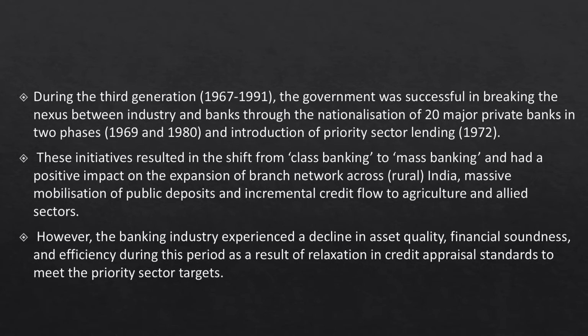All these led to a major shift in the banking sector from class banking to mass banking. That means that till then the upper class were the ones who got all the facilities with respect to banking, and now in the case of mass banking, the benefits of banking have reached the whole population, and this has created a positive impact on expansion of the network across India. That means that earlier the banks were concentrated in urban areas. Now it could have its impact in rural areas as well. It started many branches in rural India as well. As a result, there was a massive mobilization of public deposits and incremental credit flow even to agriculture and allied sectors.